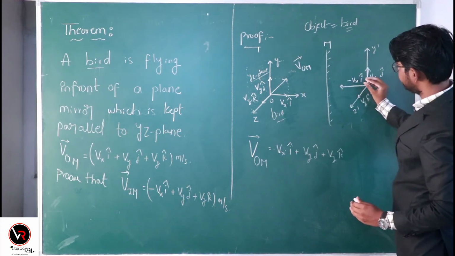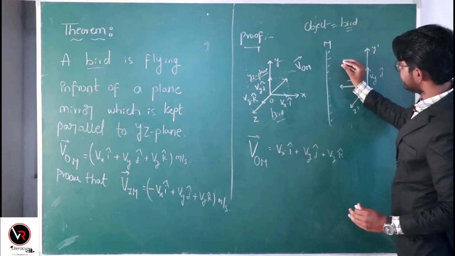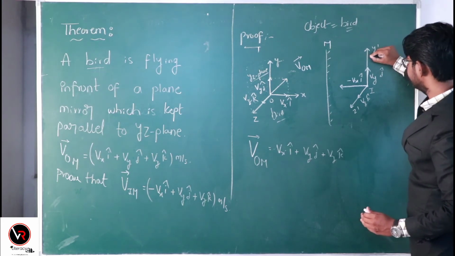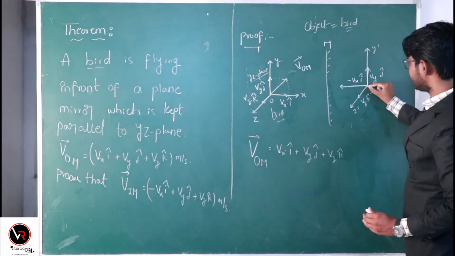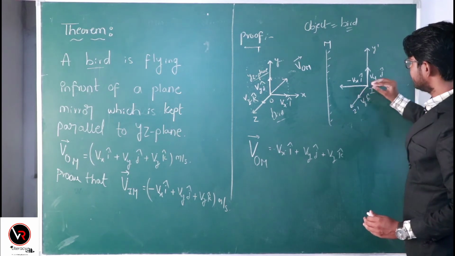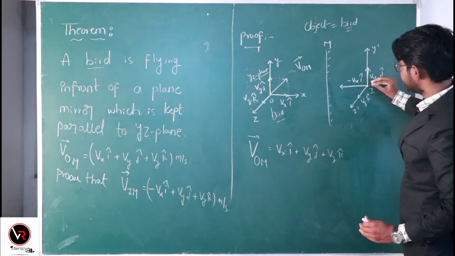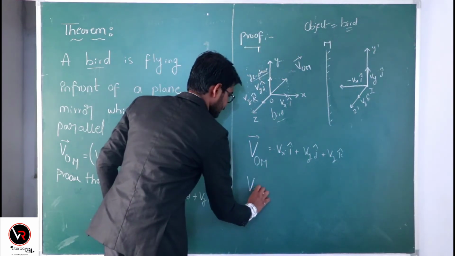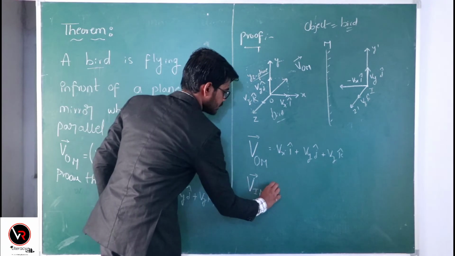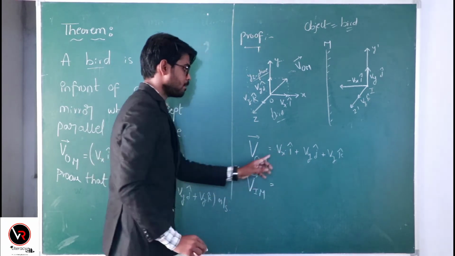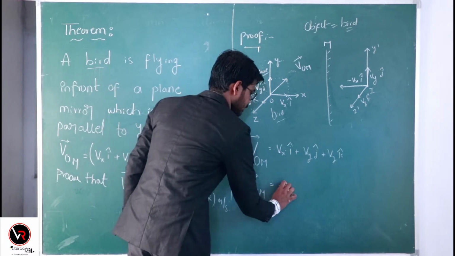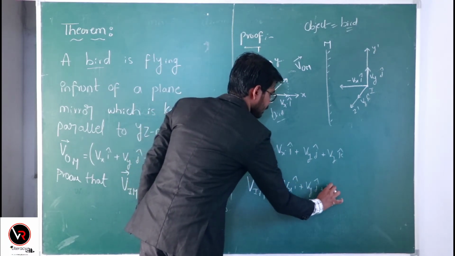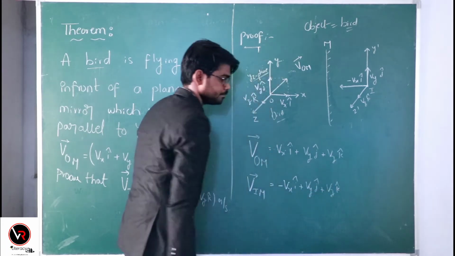While the image of the bird is moving inside the mirror in this direction, it has the velocity Vy j cap in the upward direction. It has the velocity Vz k cap along the z direction. It also has the velocity Vx i cap, but in the negative x direction. So the velocity of the image with respect to the mirror is only this component reversing its direction: minus Vx i cap plus Vy j cap plus Vz k cap.